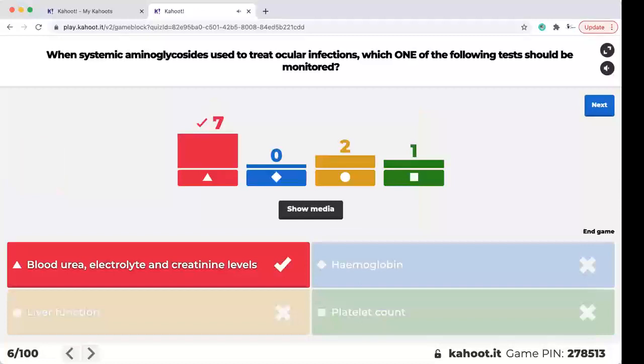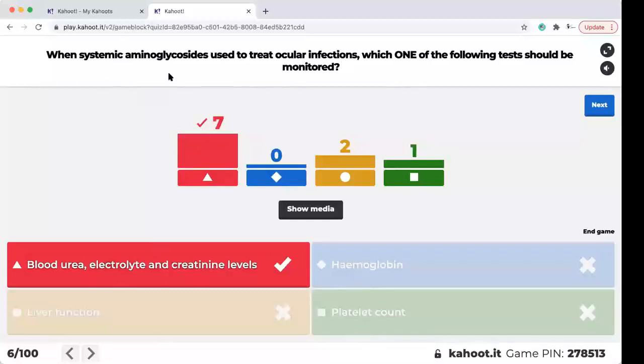Great, so most of you got it right. This is a basic question asking about some pharmacological properties of antibiotics like aminoglycosides. The question is asking, when systemic aminoglycosides are used to treat ocular infection, which one of the following tests should be monitored? The blood urea and creatinine level should be monitored if a patient is receiving systemic aminoglycosides, because these drugs are nephrotoxic. So this is the right answer, not hemoglobin or liver function or platelet count.